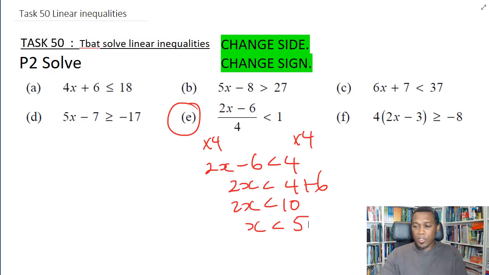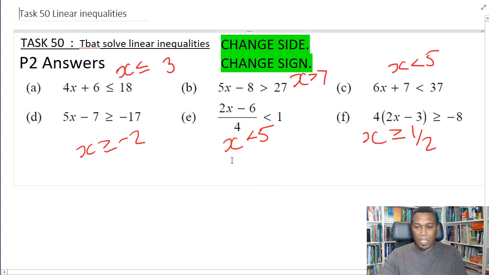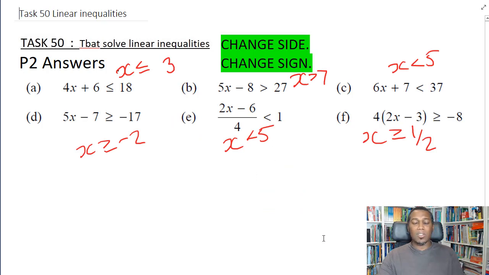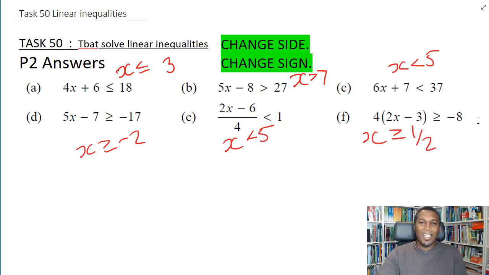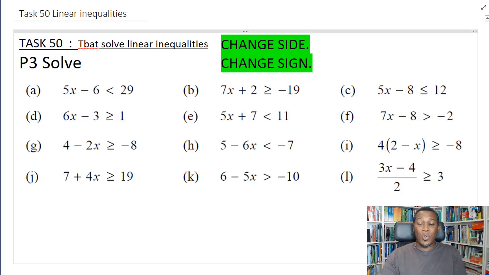Okay, let's get all the answers up, and you can see x is less than or equal to 5 as expected. So it was the use of the fraction, just multiplying both sides by 4 would have sorted that out. And let's get ourselves an even bigger problem set now. Here are 12, four threes are 12 of them to do.